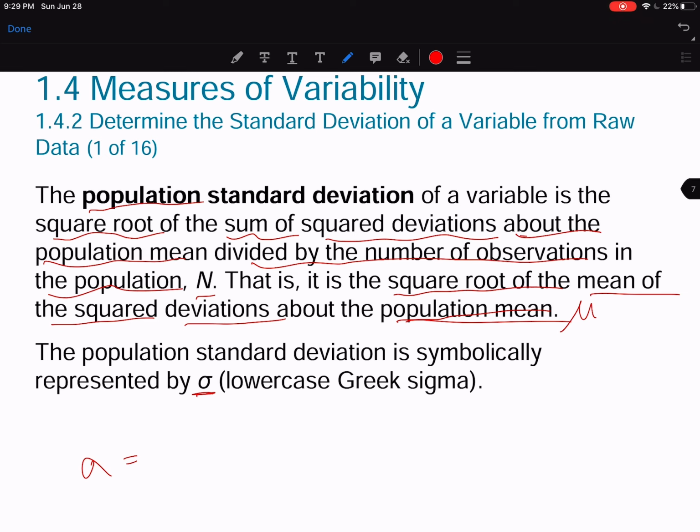Now let's get back to the definition here. The population standard deviation is the square root of the sum of squared deviations, xi minus mu, that's the squared deviations about the population mean, divided by the number of observations in the population, capital N. So this is the formula of the population standard deviation based on the definition given up here.